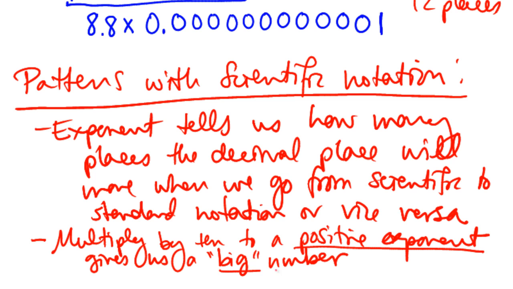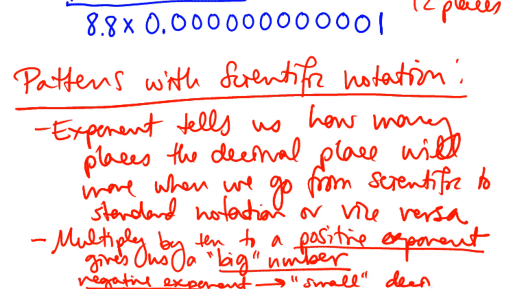Positive exponent, big number. But a negative exponent gives us instead a small decimal. I encourage you to think of it that way rather than thinking of moving to the right or the left, because the problem is in each of these examples we could move to the right or to the left, depending on whether we're starting with scientific notation and moving to standard notation or starting with standard notation and moving to scientific notation.